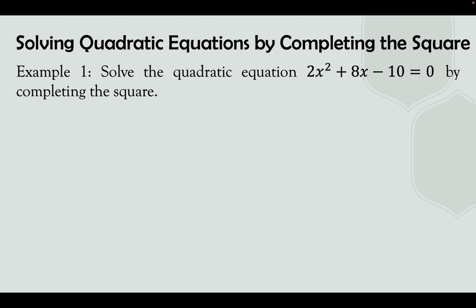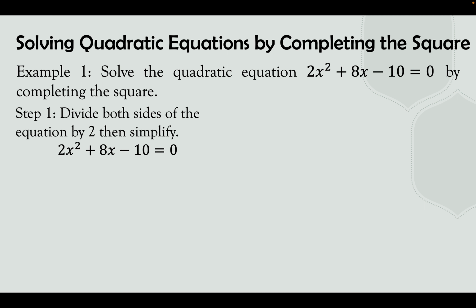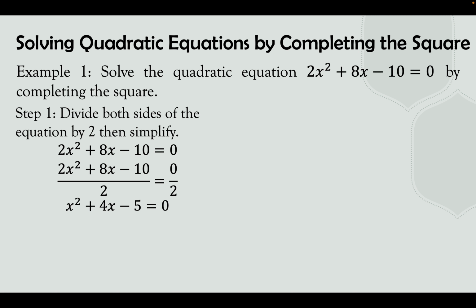Example number 1, we need to solve the quadratic equation 2x squared plus 8x minus 10 equals 0 by completing the square. Step 1, we divide both sides of the equation by 2 to simplify. So we have 2x squared plus 8x minus 10 divided by 2 equals 0 divided by 2. Now we have the simplest form, x squared plus 4x minus 5 equals 0.